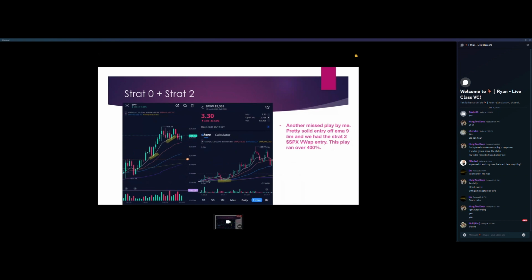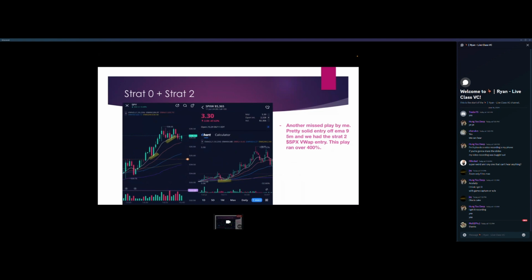This is a little cheaper contract. I think these were around maybe $190, $200. It is end of day, around 2 p.m., so that's probably why it's a little bit cheaper. But we have the nice strat 2 on VWAP. You can see we have the purple line. That's where you enter. This is a perfect play. And we just rode EMA.